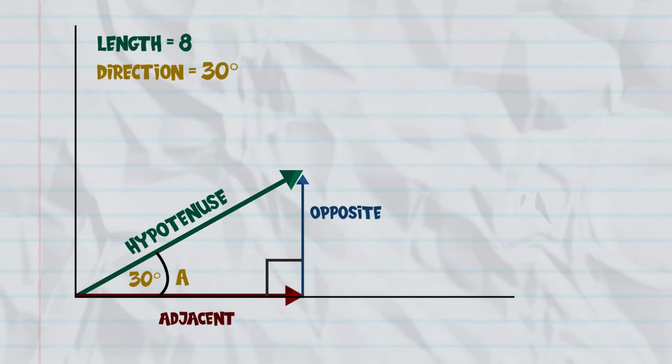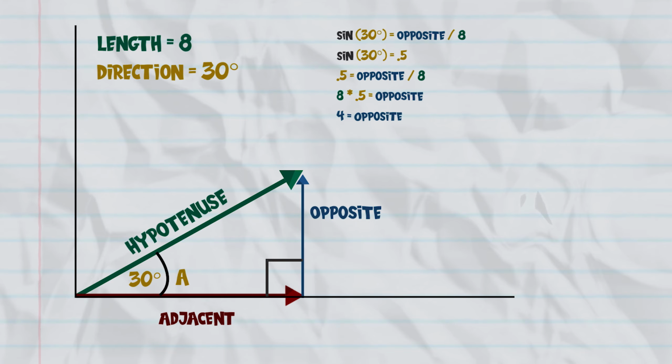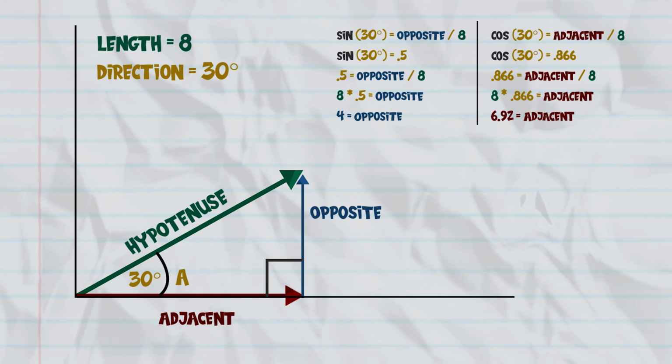To figure out the opposite, we can use the sine function. We can say that the sine of angle A is equal to the opposite over the hypotenuse. At that point, we just need to use some basic math. We first calculate the sine of the angle, and then we want to solve for the opposite. So we multiply both sides by 8. We can use the cosine function to figure out the adjacent length. We can say that the cosine of angle A is equal to the adjacent over the hypotenuse. That gives us a vertical component length of 4 and a horizontal component length of 6.92.